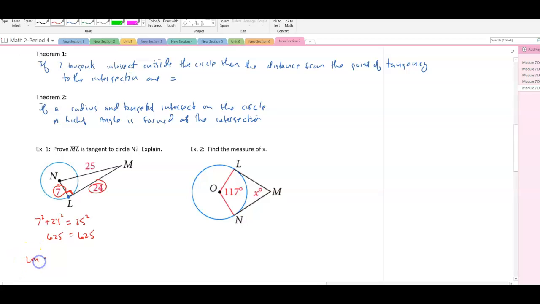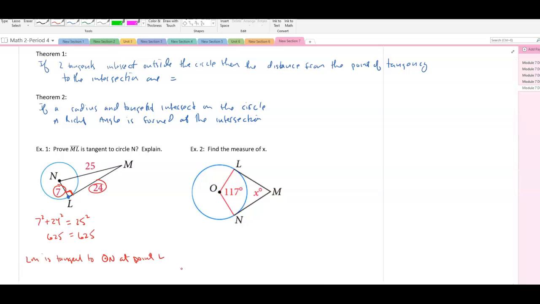Therefore, LM is tangent to circle N at point L. Okay? So keep that in mind.